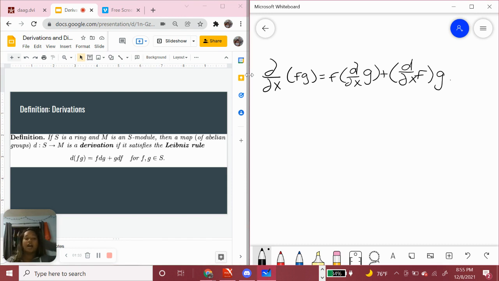Okay. And just a quick reminder, abelian groups have four properties: associativity, closure, inverse, and identity.